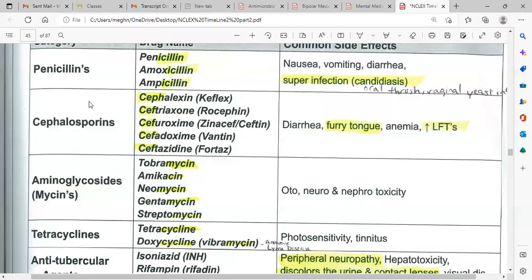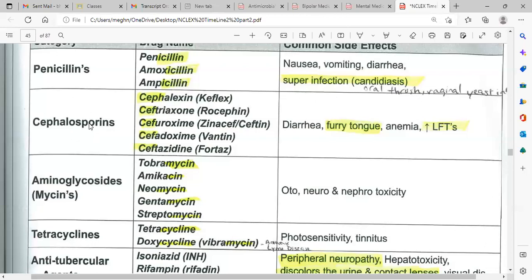Cephalosporin: how it works and when we use it. If any patient has a gram-negative bacterial infection, we use cephalosporin. If any patient has a UTI or urinary tract infection, we can give them cephalosporin. If any patient has pneumonia or gonorrhea, we give them cephalosporin. If any patient has an allergy to cephalosporin, we will not give cephalosporin.